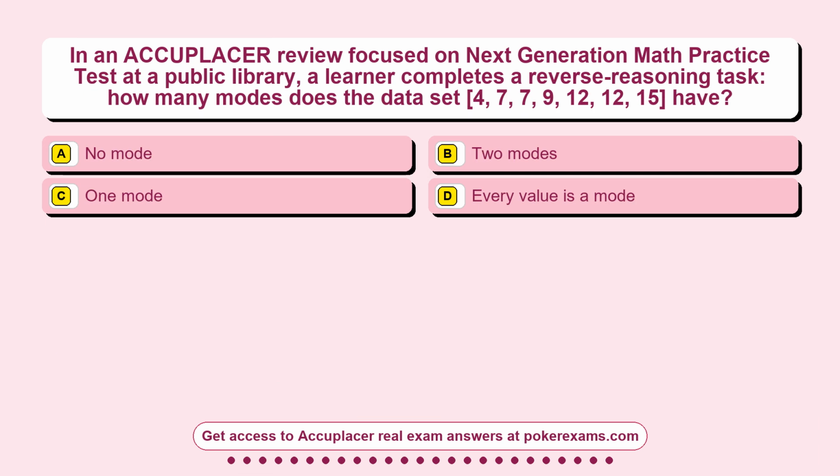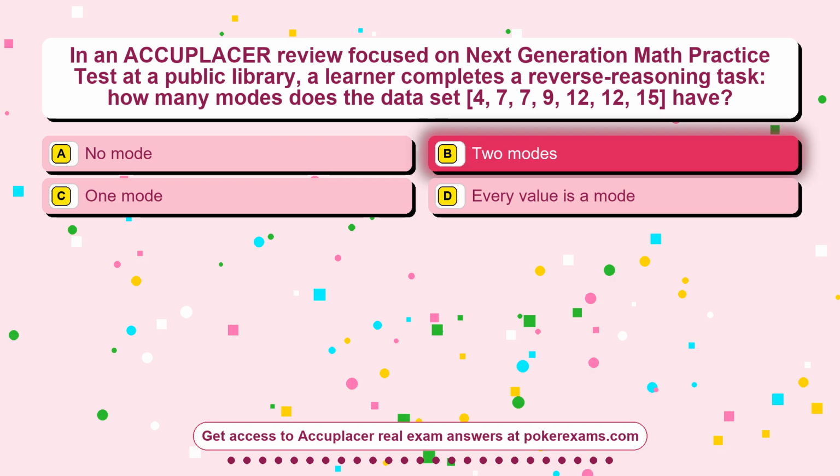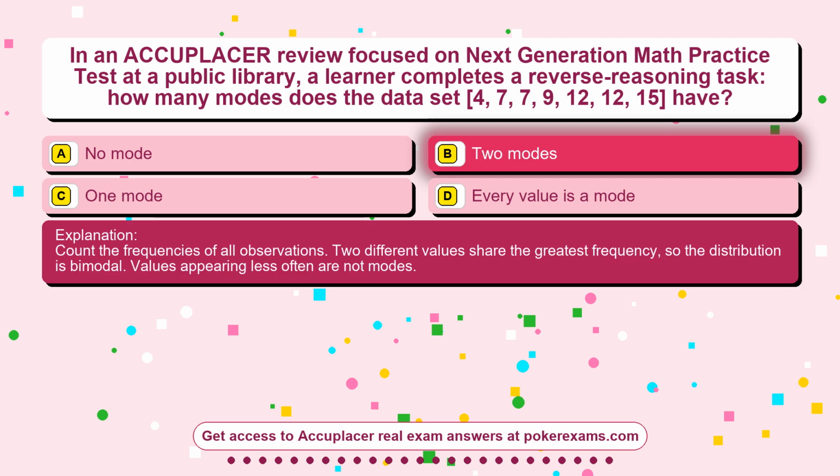Question 11. In an Accuplacer review focused on next-generation math practice test at a public library, a learner completes a reverse-reasoning task. How many modes does the dataset 4, 7, 7, 9, 12, 12, 15 have? Option A, no mode. Option B, 2 modes. Option C, 1 mode. Option D, every value is a mode. The correct answer is Option B, 2 modes. Count the frequencies of all observations. 2 different values share the greatest frequency, so the distribution is bimodal. Values appearing less often are not modes.